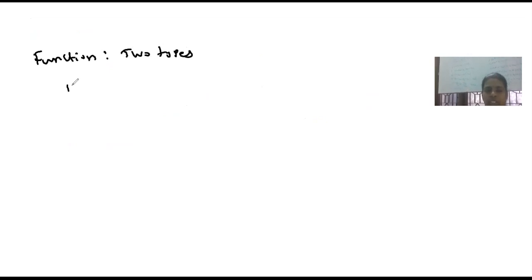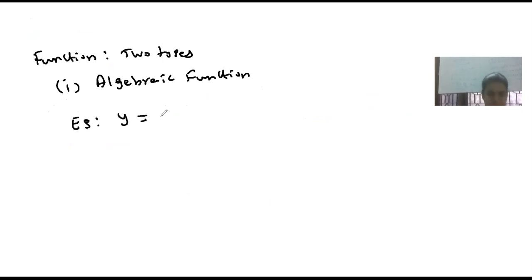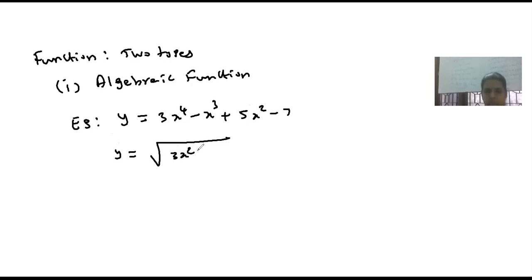So here, first one is algebraic function. இது நம்ம லோயர்ல இருந்தே படிச்சுட்டு வரோம். An algebraic function is an algebraic expression using a finite number of terms involving only the algebraic operations: addition, subtraction, multiplication, division and everything. இப்போ ஒரு எக்ஸாம்பிளுக்கு, y is equal to 3x power 4 minus x cube plus 5x square minus 7. It's one example. Next, y is equal to root of 3x square plus 6x minus 1.